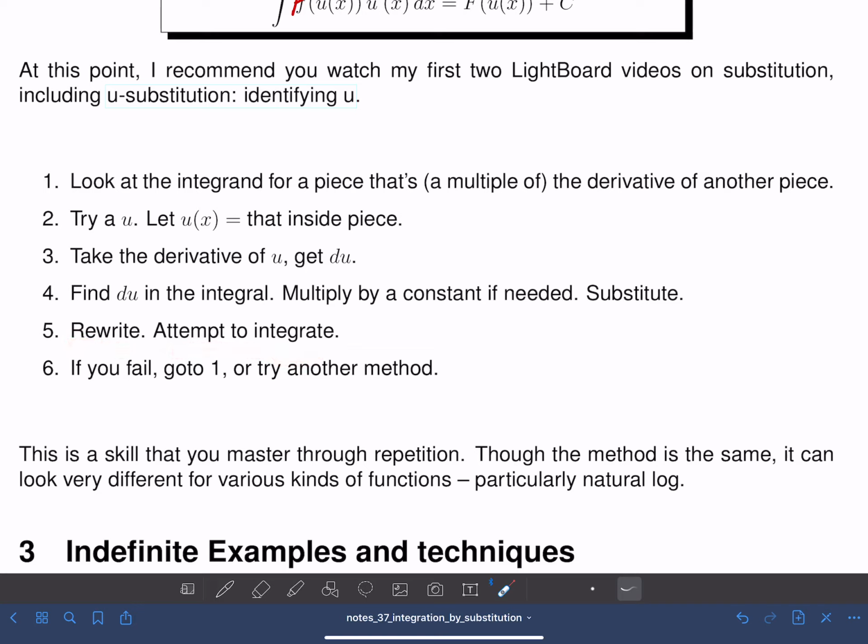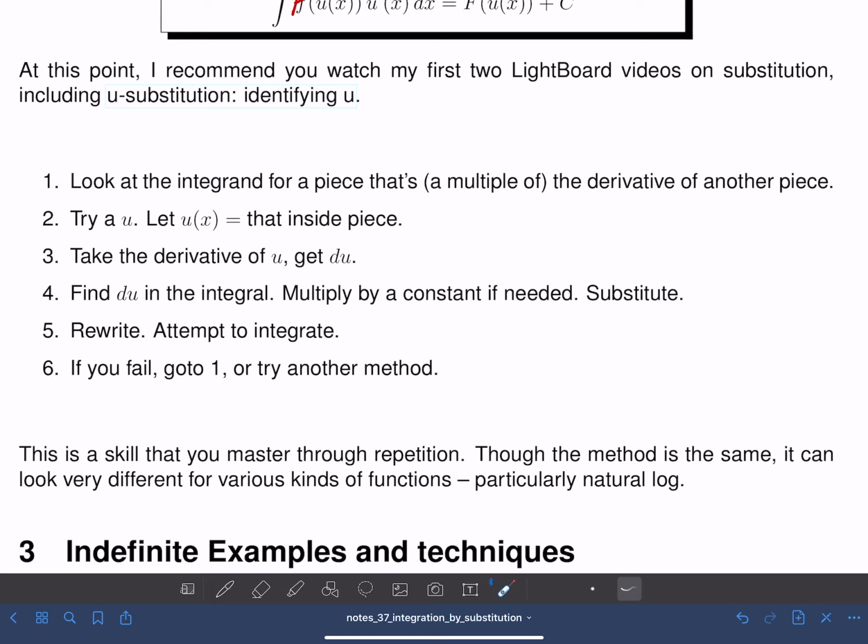And if we fail, then go to step 1 and start over, because maybe you need to try a different u, or maybe you need to try a different method. Maybe you need to do integration by parts, or maybe there is no formula for the antiderivative, and you can only do it numerically. There is an infinite number of those functions.